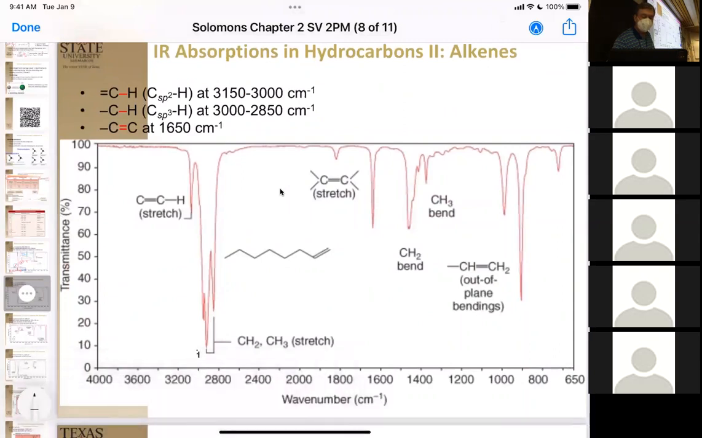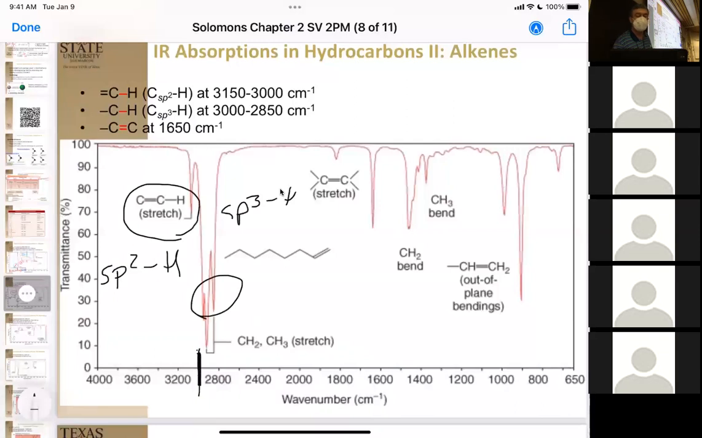Again, starting way up here, start at 3000. You have a peak above 3000 and you have a peak below 3000. That means you have a carbon that has a hydrogen on it that is sp2 hybridized. And then these are sp3 hybridized carbons with hydrogen. Why?